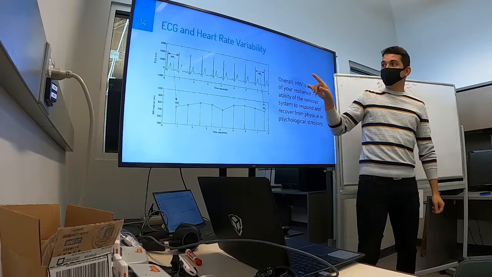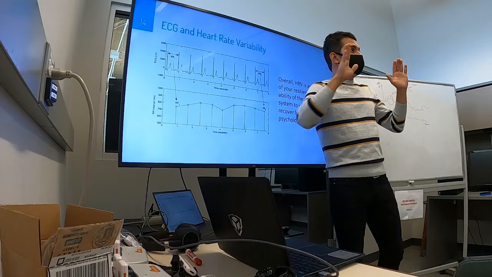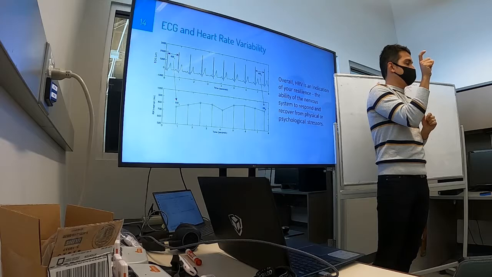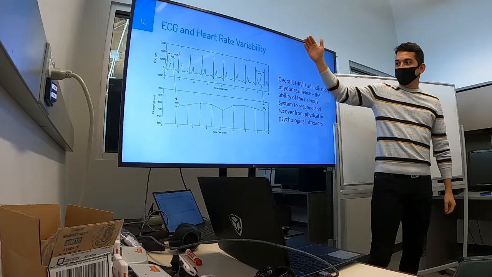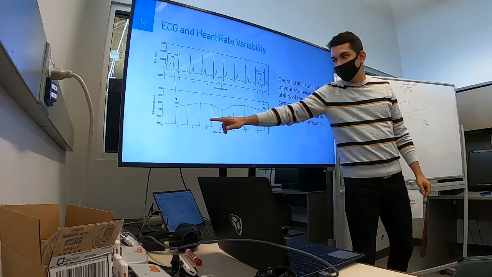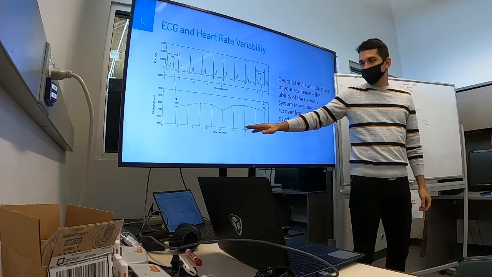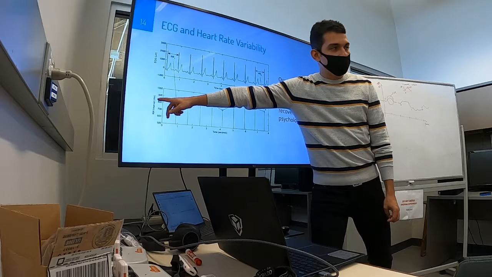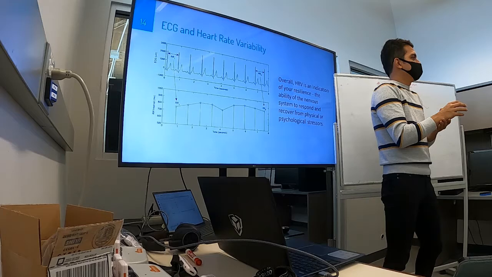So in heart rate variability, what we do is collect the ECG. Then we see the differences between one R peak and the next. Those differences are in milliseconds, so 600 milliseconds, 700 milliseconds. Then you build a time series of each of the interval differences. So at the end you have what's called the RR interval vector, and that is the main input for all your heart rate variability analysis.